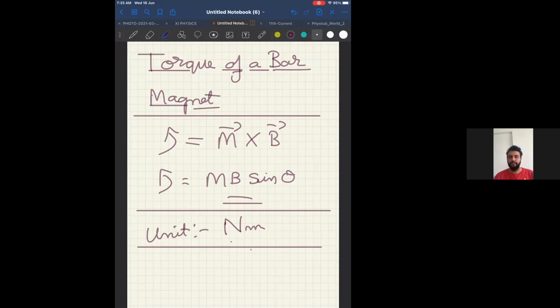The symbol of torque is the Greek symbol tau. I write it like this, some people write it like this. If you see the module, they have also used the symbol. Just check how they are used.